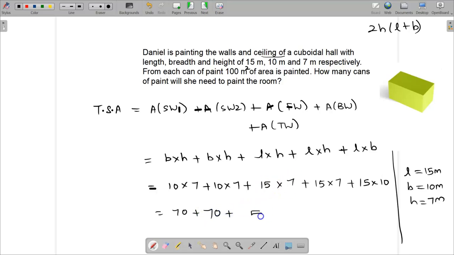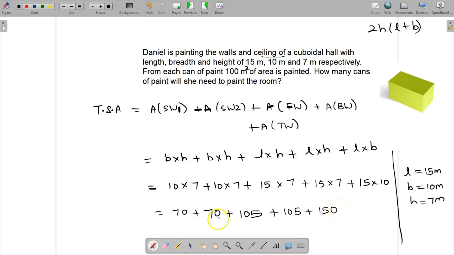15 into 7: 7 5s are 35 and carry 3. 7 1s are 7, 7 plus 3, it is 10. So 15 into 7 is 105. And then 15 into 10, it is 150. So add all these values.